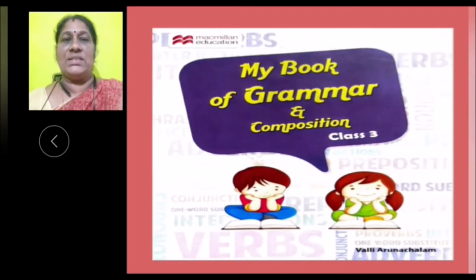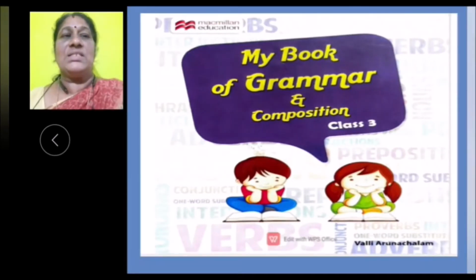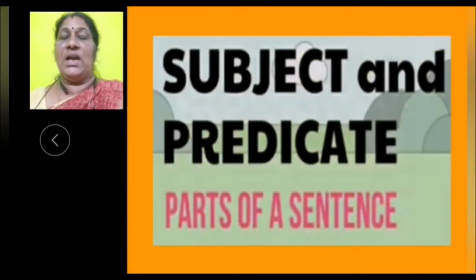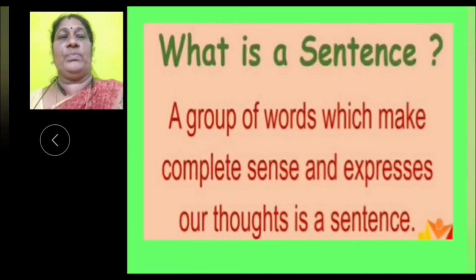This lesson, subject and predicate, is from your grammar book. Children, subject and predicate are the two parts of a sentence. Children, before we study about subject and predicate, we will recap what you have learned in the previous session. You have learned what is a sentence.